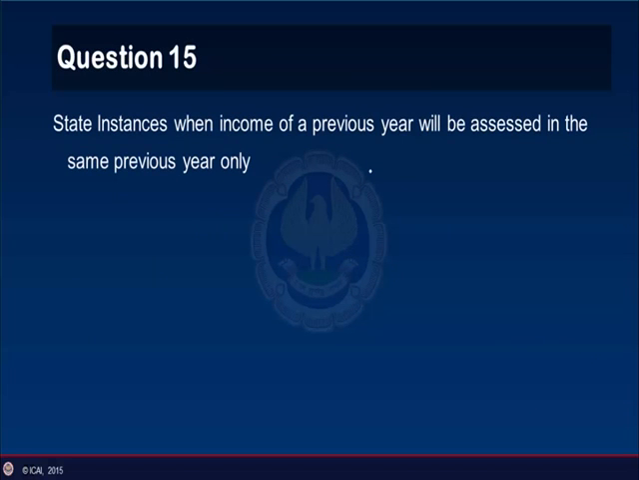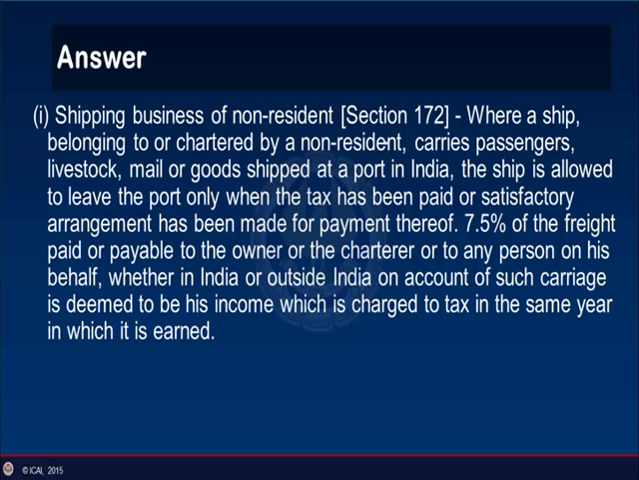Question number 15. State instances when income of previous year will be assessed in the same previous year only. So the answer is shipping business of non-resident under section 172, where a ship belonging to or chartered by a non-resident carries passengers, livestock, mail or goods shipped at a port in India. The ship is allowed to leave the port only when the tax has been paid or satisfactory arrangement has been made for payment thereof. 7.5% of the freight paid or payable to the owner or the charterer or to any person on his behalf, whether in India or outside India, on account of such carriage is deemed to be the income which is charged to tax in the same year in which it is earned. Hence, it is charged in the same previous year and there is no need to go to the assessment year.